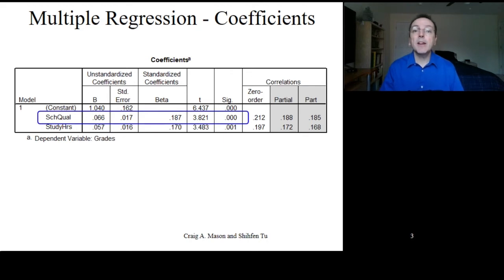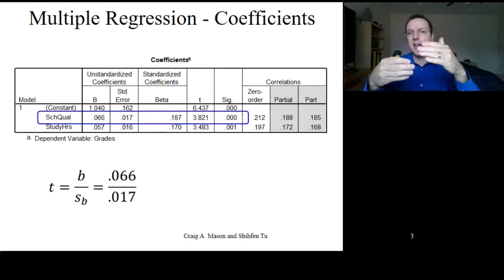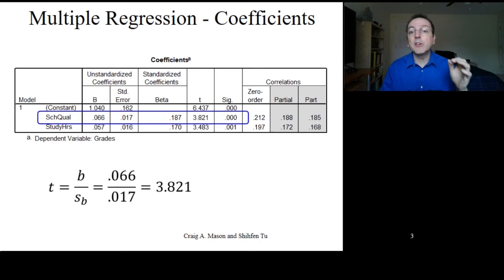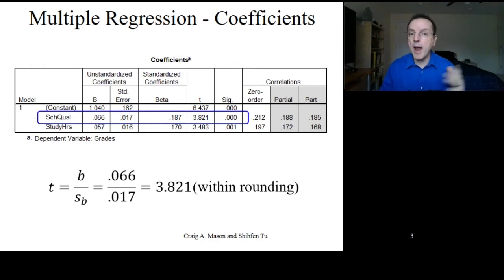Remember, t is calculated by dividing the unstandardized regression coefficient by the standard error of the regression coefficient. So using this example, if we look at school quality, the unstandardized regression coefficient was 0.066, and the standard error for that regression coefficient was 0.017. If we divide 0.066 by 0.017, we get 3.821. The result is what we would expect to see for that in the coefficients table, within rounding, right?